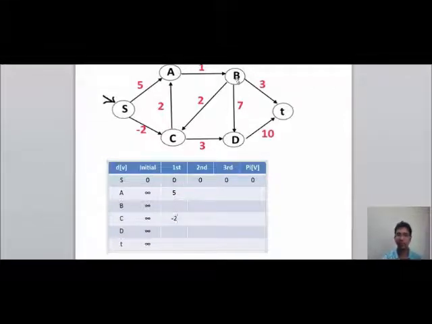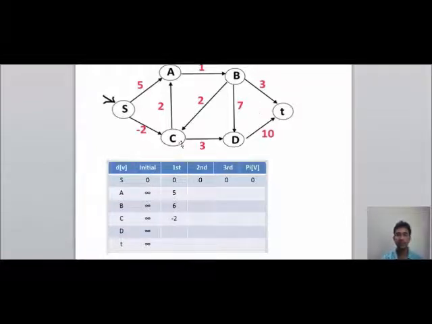As A is directly connected to B, the initial value of B is infinity, and infinity is greater than the distance of A plus the weight of the edge, that is 5 plus 1, which is 6. So we need to update the value of B as 6.